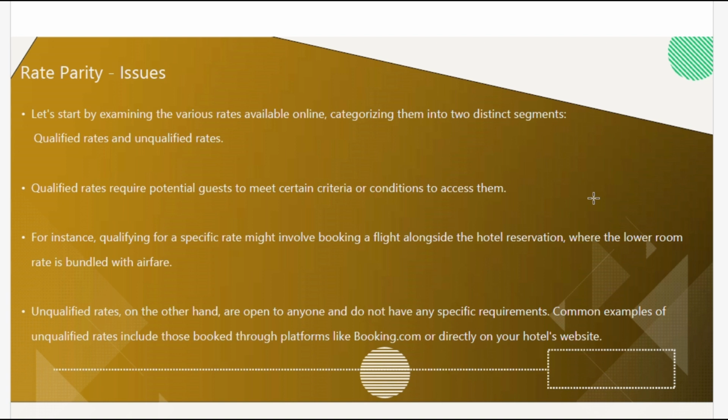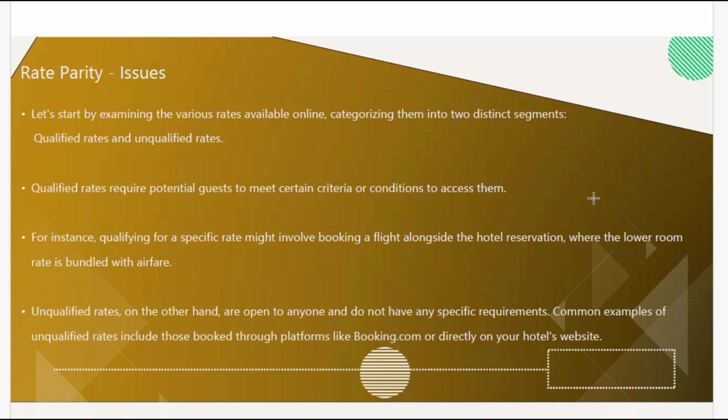Now, qualified rates require potential guests to meet certain criteria or conditions to access them. For example, qualifying for a specific rate might involve booking a flight alongside the hotel reservation. So you book this as a package, flight plus accommodation, where the low room rate is bundled with airfare. Some hotels also offer this, calling it the package rate, and they will offer a certain discount. Okay, so that's qualified rates. Right now we are just talking about qualified rates and unqualified rates.